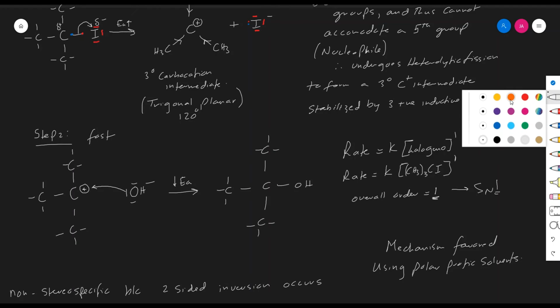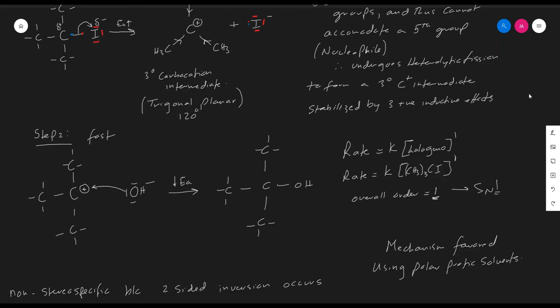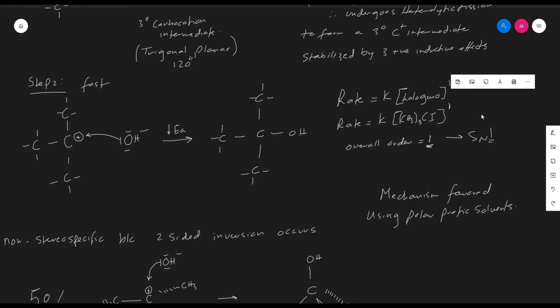This mechanism is favored by using a polar protic solvent. As stated previously, an SN2 mechanism would be favored by using a polar aprotic solvent. This mechanism is favored using a polar protic solvent. I will be posting another video regarding the choice of solvent to explain their effects on increasing or decreasing the rates of an SN1 mechanism or an SN2 mechanism.